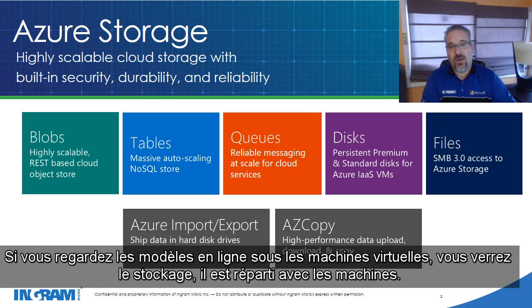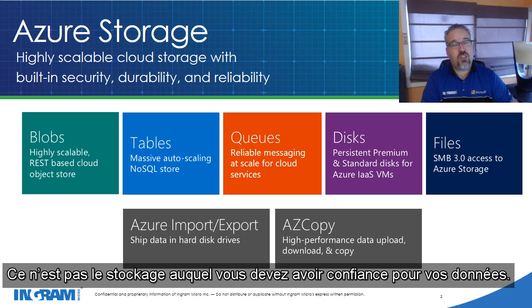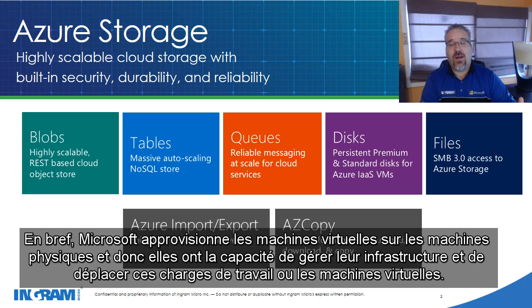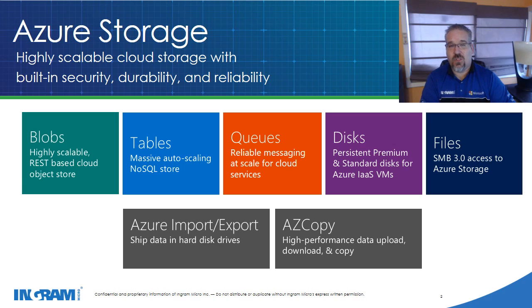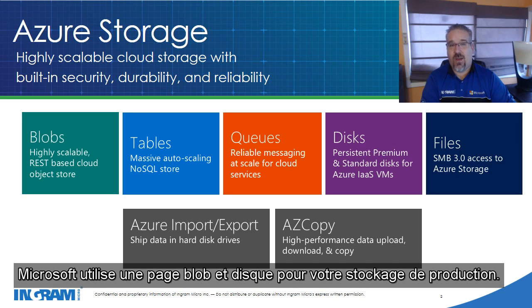Azure also calls out, if you look at the templates online under virtual machines, you will see storage that's allocated with the machines. It's not storage that you should trust your data to. In a nutshell, what I understand is Microsoft provisions virtual machines on physical machines, so they have the ability to manage their infrastructure and move those workloads around. They can't necessarily move the physical data that's on the physical hard drives, so when they move it, you'd lose that data. So Microsoft uses page blob and disk for your production storage.